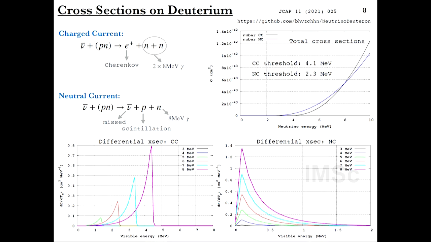In the case of neutral current, it's different because the daughter neutrino takes away most of the energy, and the remaining energy is distributed between the proton and the neutron, and they typically peak at very small energies, roughly around 200 keV.